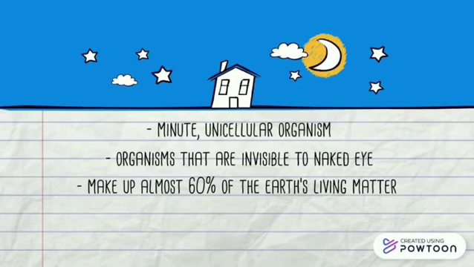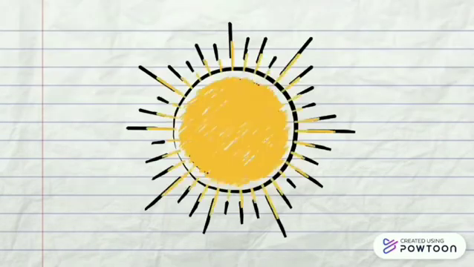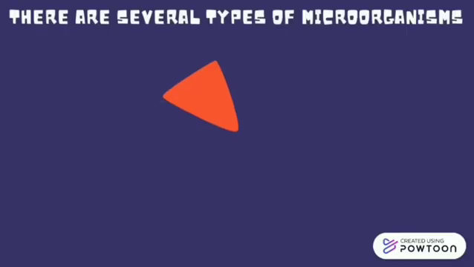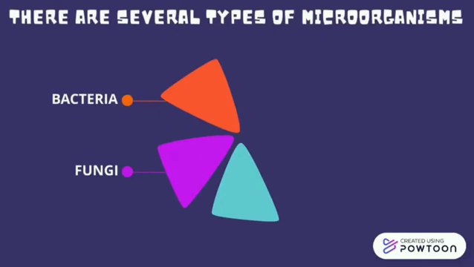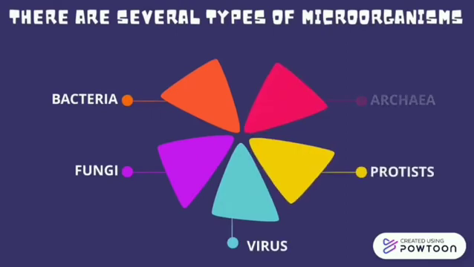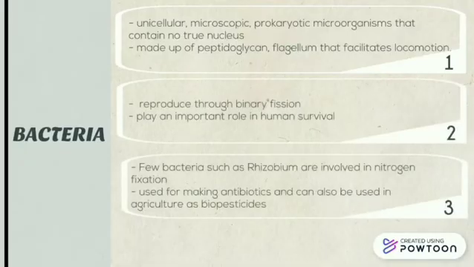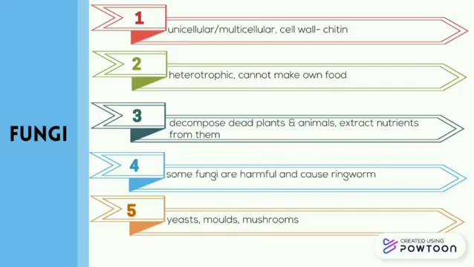There are several types of microorganisms such as bacteria, fungi, viruses, protozoa, and archaea. Now let's talk about bacteria. They are unicellular microscopic prokaryotic microorganisms whose cell wall is made up of peptidoglycan. They reproduce through binary fission and play an important role in human survival. A few bacteria such as rhizobium are involved in nitrogen fixation, are used for making antibiotics, and can also be used in agriculture as biopesticides.